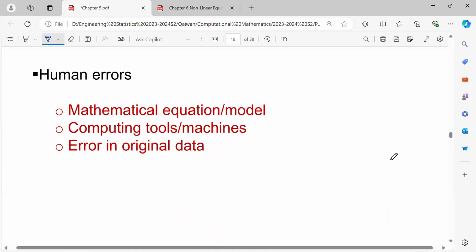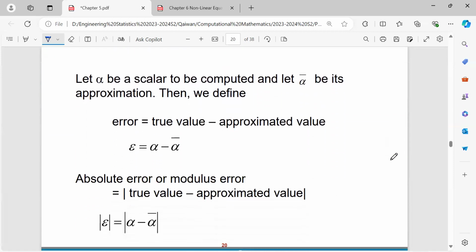The errors that humans face are errors from mathematical equations or models, errors from computing tools or machines, and error in the original data. There may be error in the original data. To find the error, as I said before, it's always equal to original value minus approximated value, or exact value minus approximated value, true value minus approximate value. This could be original or exact. Okay.